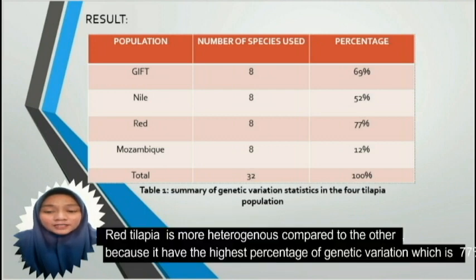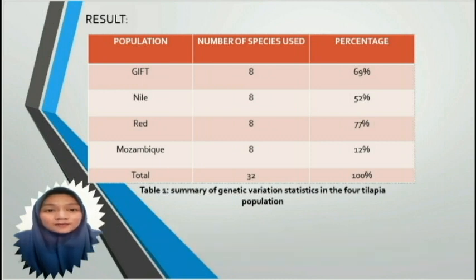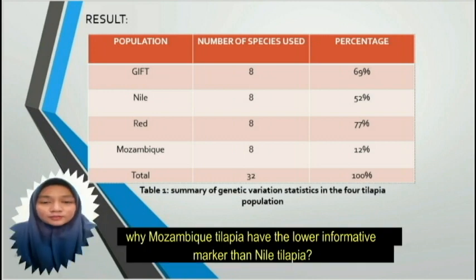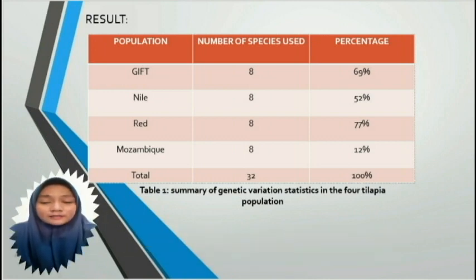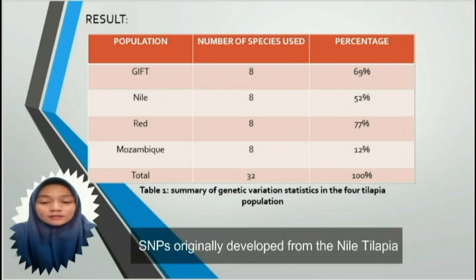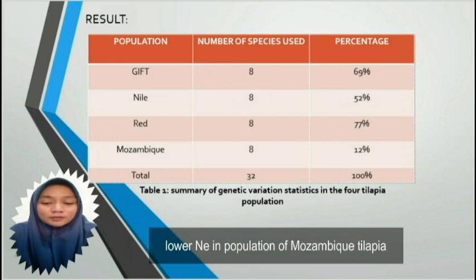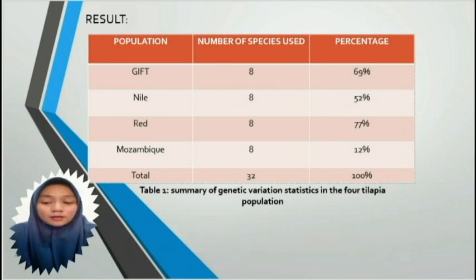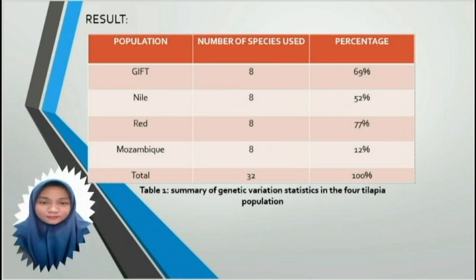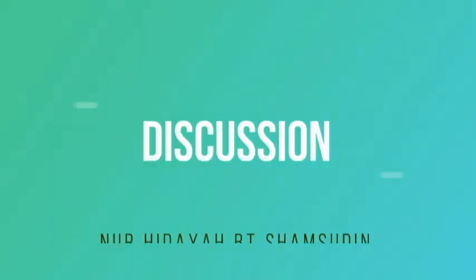From the table we can conclude that red tilapia is more heterogeneous compared to the other 3 populations, because red tilapia has the highest percentage, which is 77% genetic variation. From the data, why does Mozambique tilapia have lower informative markers than Nile tilapia? This is because the SNPs were originally developed from Nile tilapia, and maybe Mozambique tilapia has the lowest number of Ne in its population. Okay, that's all for the results, and we continue with the discussion.